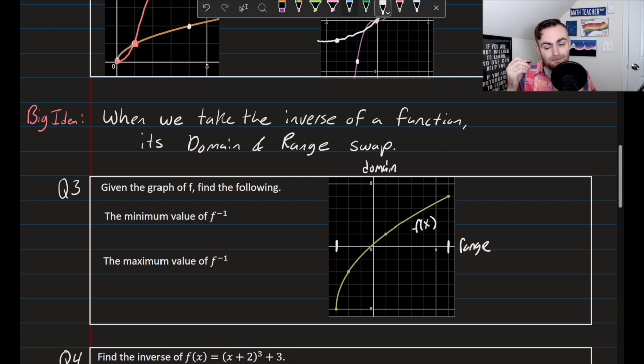So our minimum value of f inverse is negative 3, because it's the lowest x of f. And our maximum value of f prime would, not f prime, f inverse, thinking derivatives, is 6, because the largest x value is 6.